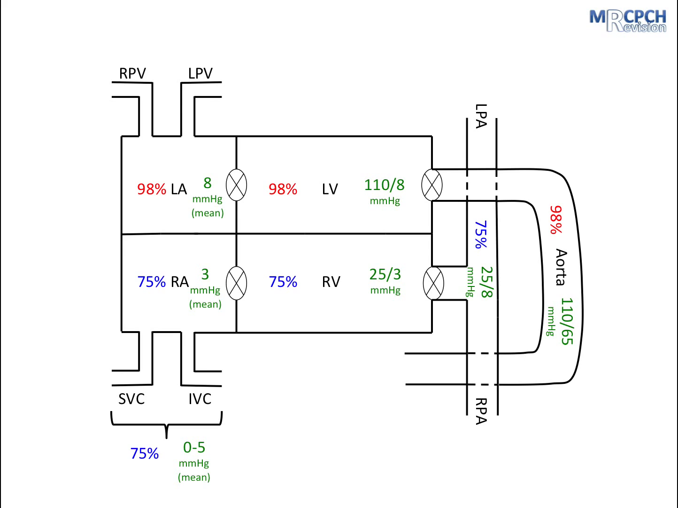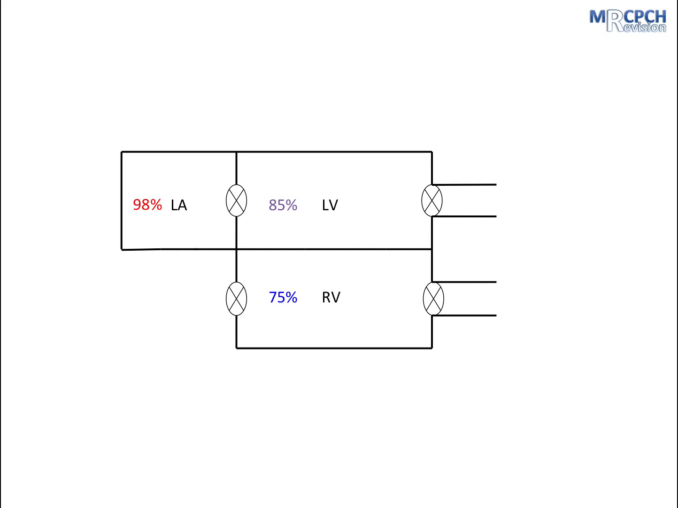You don't have to remember these specific numbers, but if you have a rough idea of what they should be, you'll then be able to interpret any data that you're given. So in order to interpret data questions like this, there are about four rules to follow. The first involves saturation.